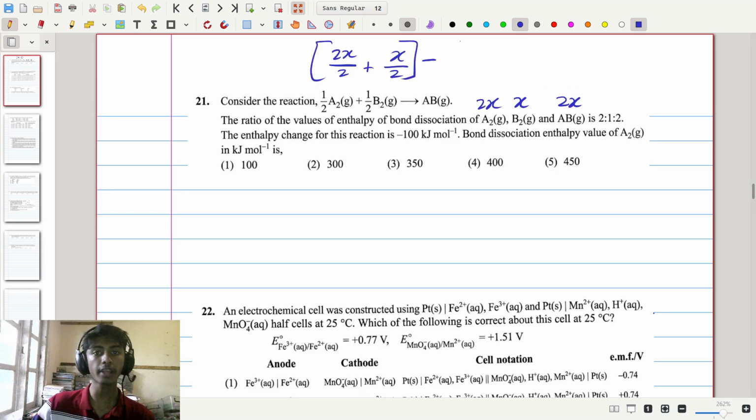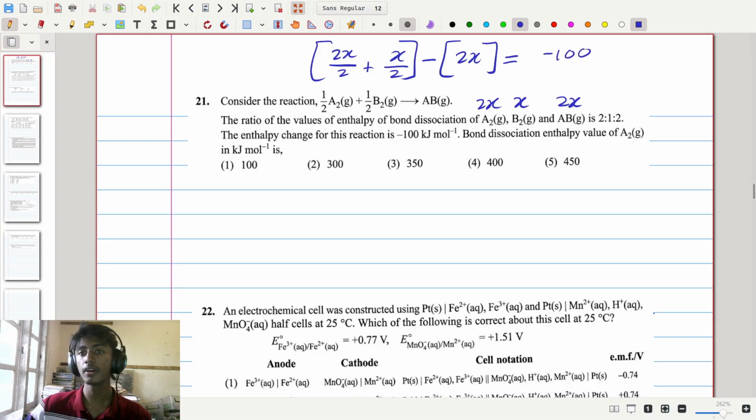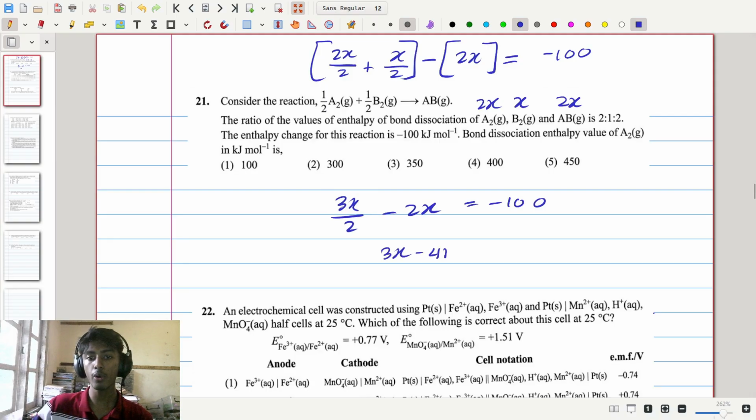From that, we have to subtract all of the bond dissociation enthalpies on the product side. On the product side, all we have is AB gas, which is 2x. So we subtract 2x, and that's equal to the total enthalpy change of negative 100 kilojoules per mole. If we simplify, we get 2x plus x, or 3x/2. So we have 3x/2 minus 2x equals minus 100. Simplifying with the common denominator, we get (3x minus 4x)/2 equals negative 100.